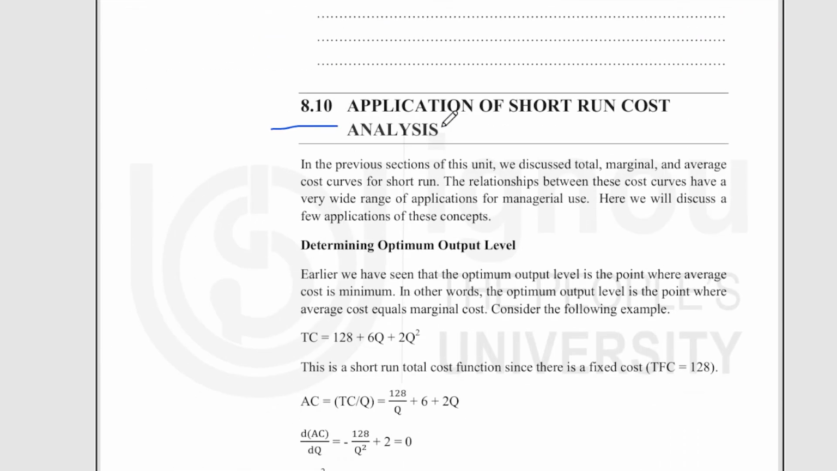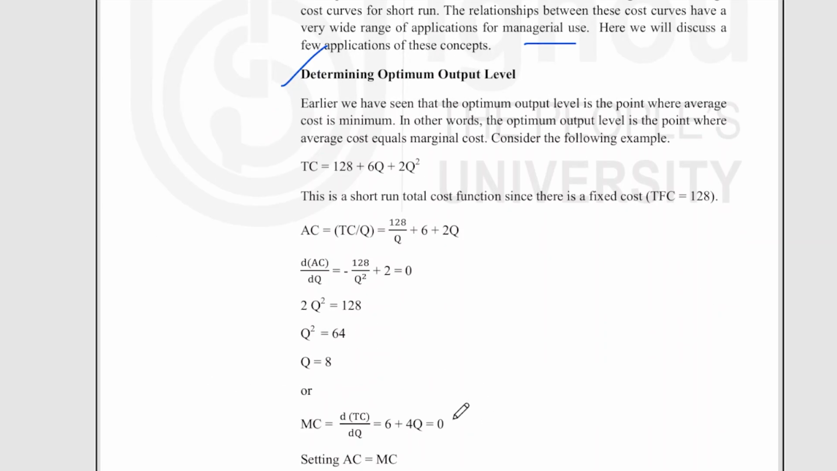And the next subsection is 8.10, applications of short run cost analysis. In the previous section of this unit, we discussed the total, marginal and average cost curves of the short run, and the relationship between these cost curves has a very wide range of applications for managerial use. Here we will discuss a few applications of this concept. One is determining the optimum output level. Earlier we have seen that the optimum output level is the point where average cost is minimum, in other words, where average cost equals marginal cost.